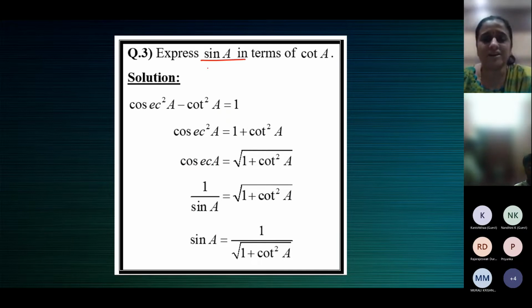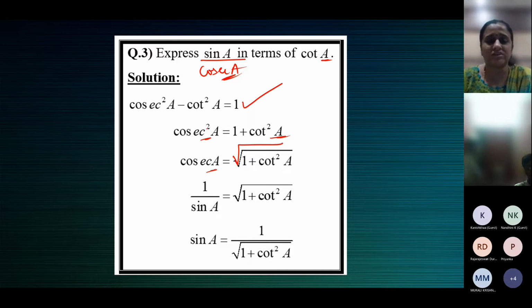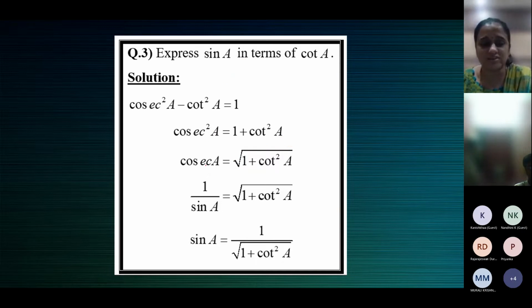First step, I said, read the question: express cosecant A in terms of cot A. Let's do that. Cosecant A and cot A are connected through this identity: cosecant square A is equal to 1 plus cot square A. So cosecant A is equal to square root of 1 plus cot square A. Now we got cosecant A. What is cosecant A? 1 by sine A is equal to root of 1 plus cot square A.